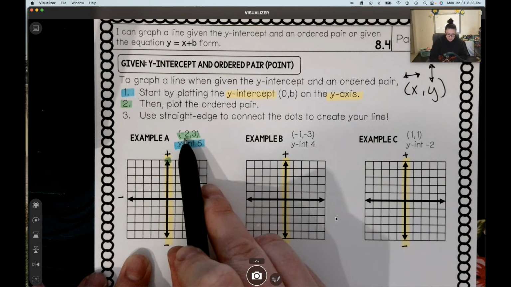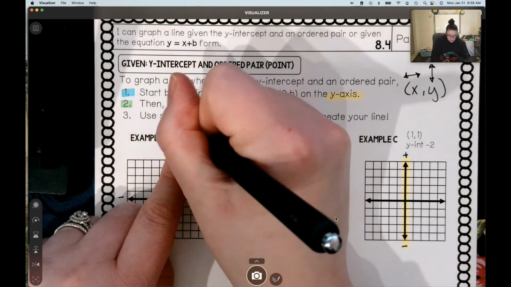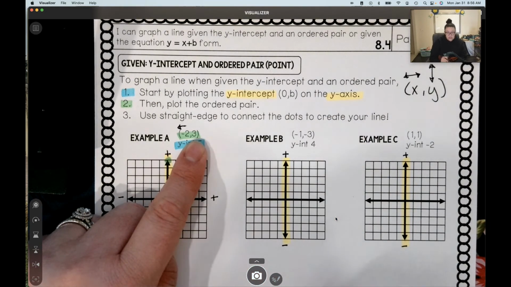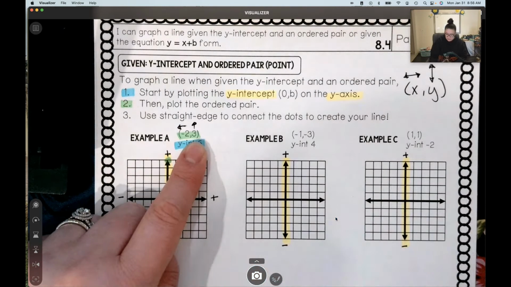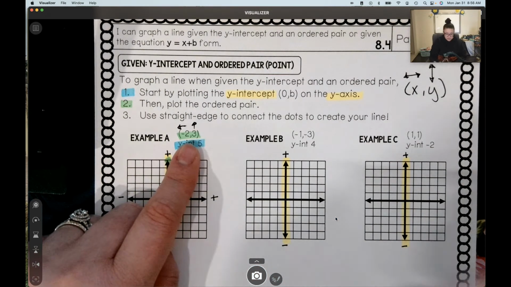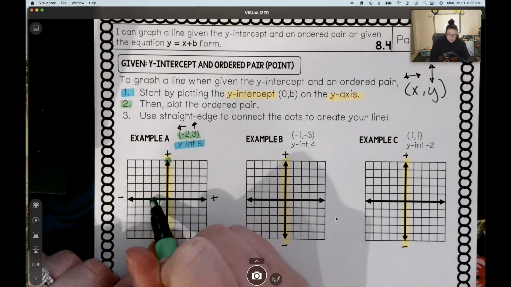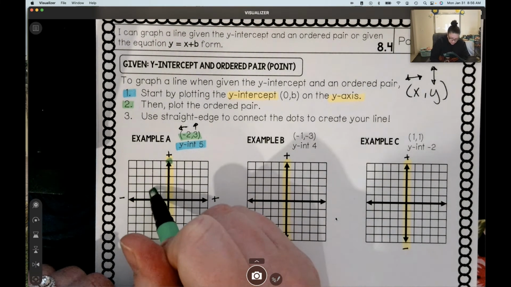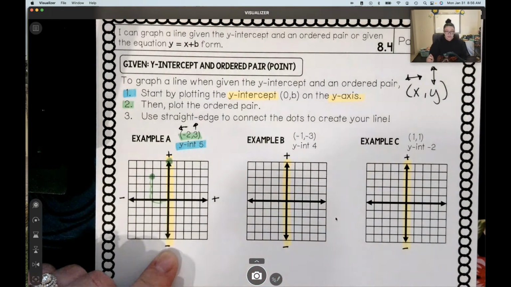So if I have the point -2, 3, -2 is side to side, which means I'm going to go to the left because it's negative. And the 3 is positive, so we're going to go up. So for this coordinate, first I'm going to go 2 spaces to the left, then I'm going to go up 1, 2, 3, and I'm going to put my second dot.